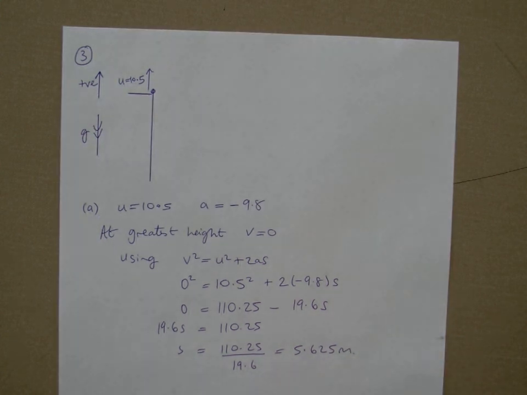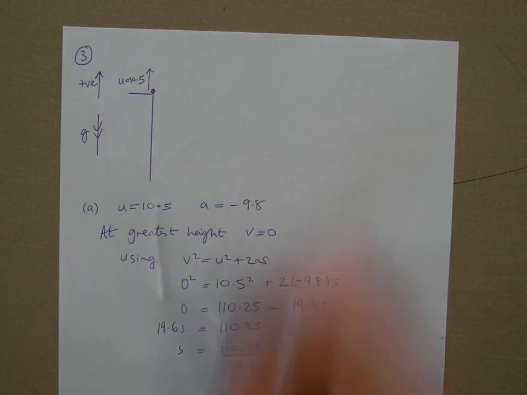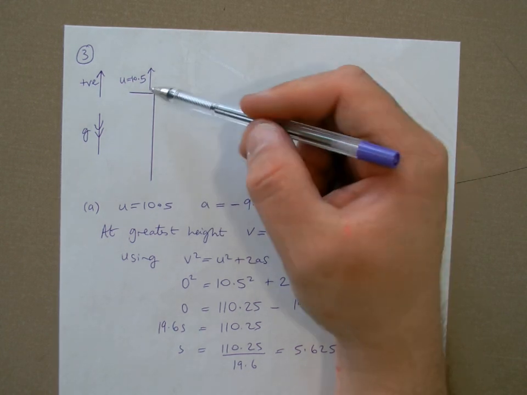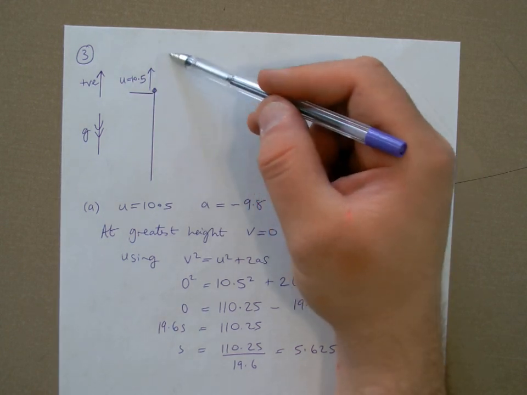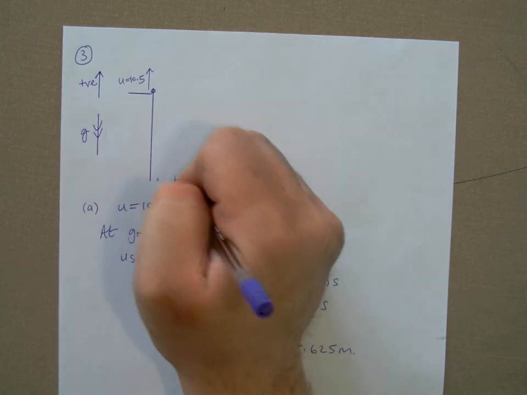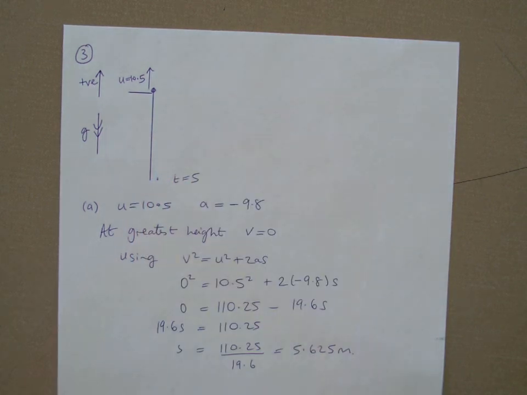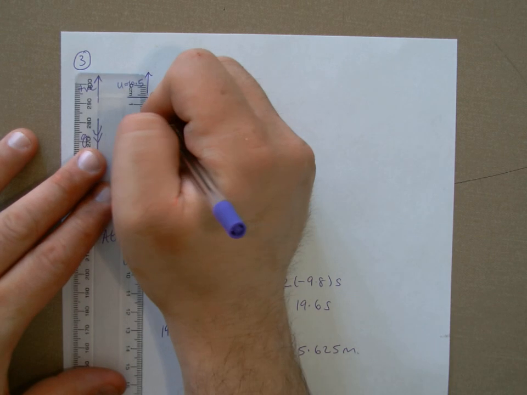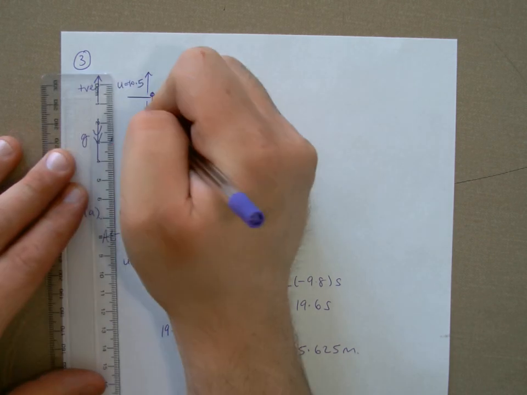Part B then says the pebble reached the bottom of the cliff 5 seconds after being projected. Calculate the height of the cliff. So basically it's going up and then it's going down, and it gets to the bottom when t is 5. We want the height of the cliff. In other words, we want to know what this is here.